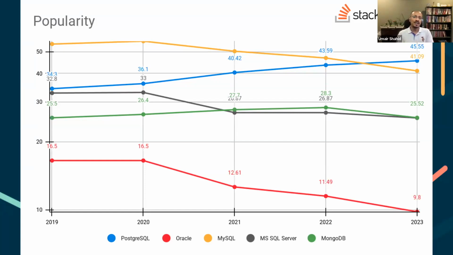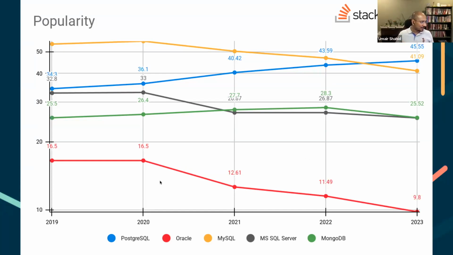So essentially what I've done is I've taken the top 5 relational databases as per DB-Engines, and I've tracked their popularity over time over the last 5 years in Stack Overflow. And this is what you get in the result. Now remember, Stack Overflow is a developer community, so this reflects developer sentiments. This reflects how popular a database is within the developer community.